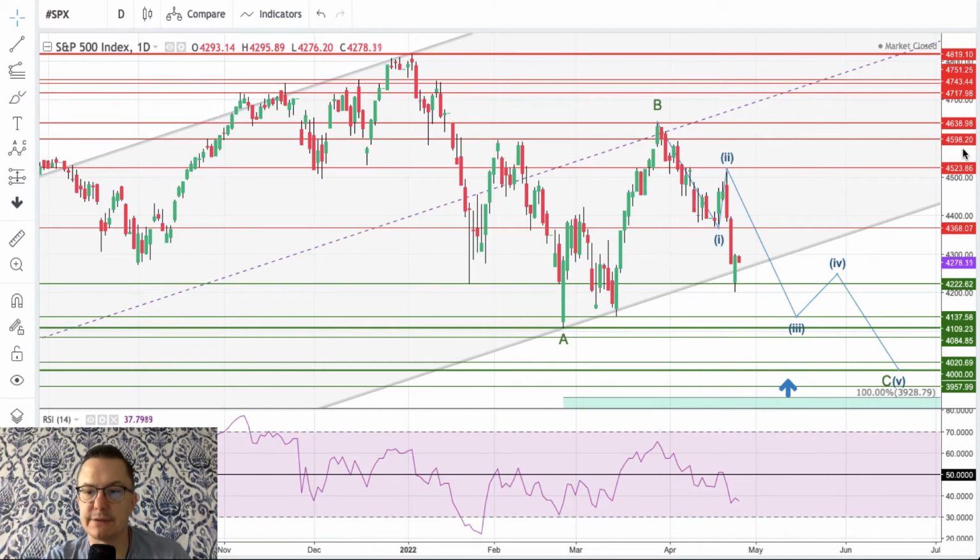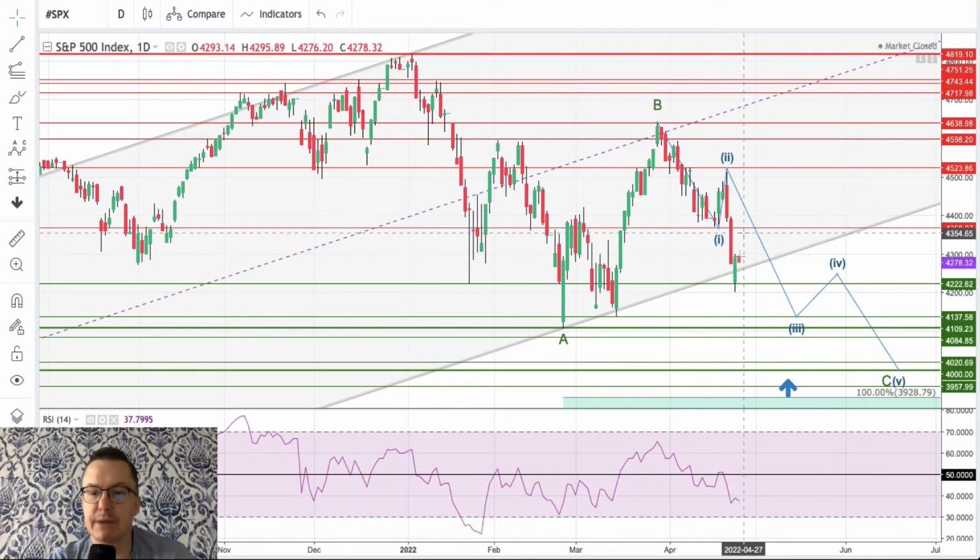We will leave 4,598. We will leave 4,638, the high of wave 3, and we will leave 4,523, the top of wave 4. 4,368 is the nearest technical resistance for now. We got this nice support here. As you can see, the market reacted to this support. However, what I mean is 4,222. The low was 4,199, so only 23 points lower.